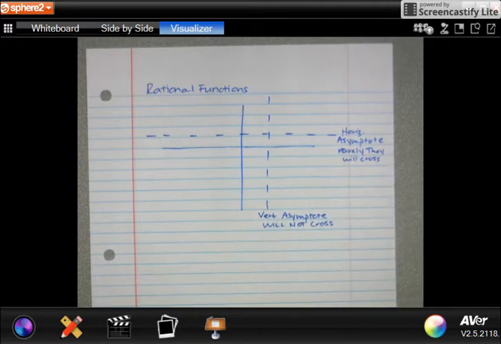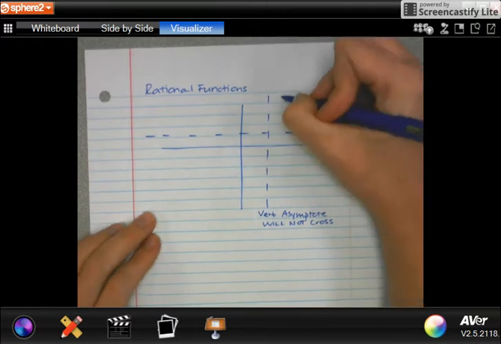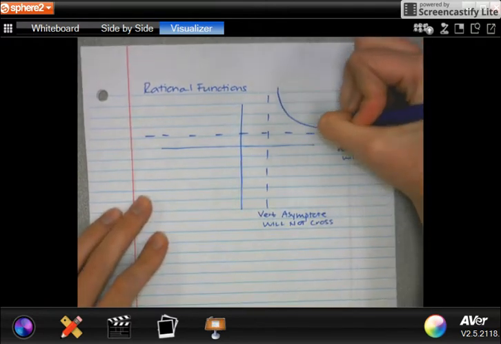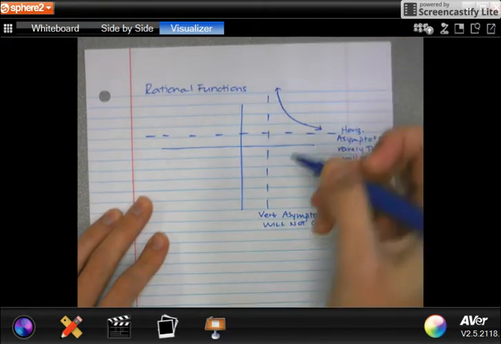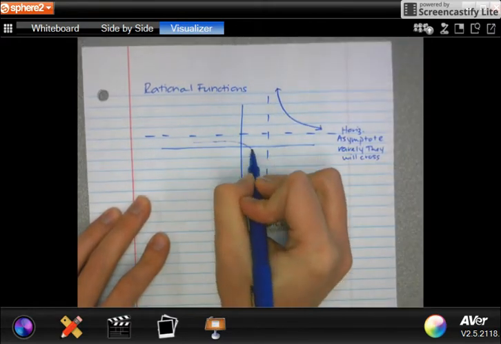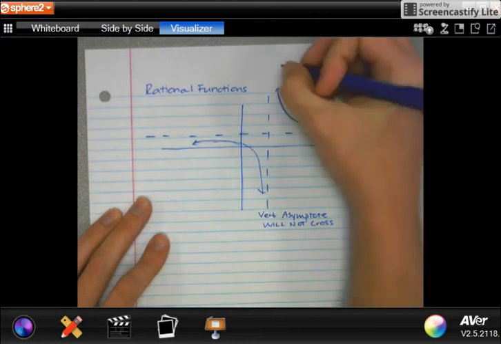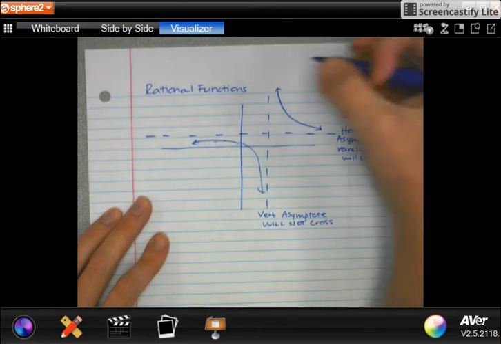So when we have a rational function, those asymptotes are going to act as guidelines. And then your graph is usually going to be made up of two or more pieces, which we call branches. So the two pieces that I just drew in are called the branches.